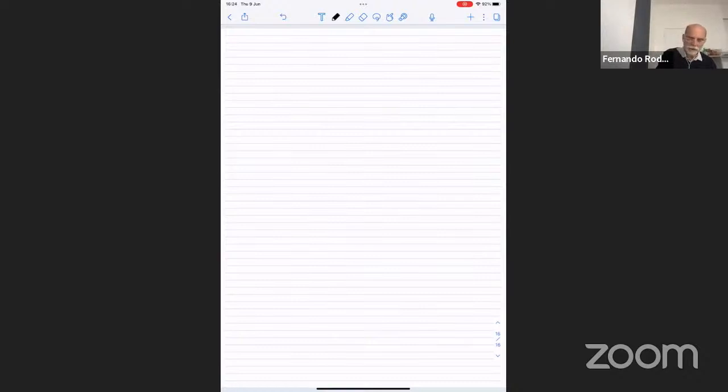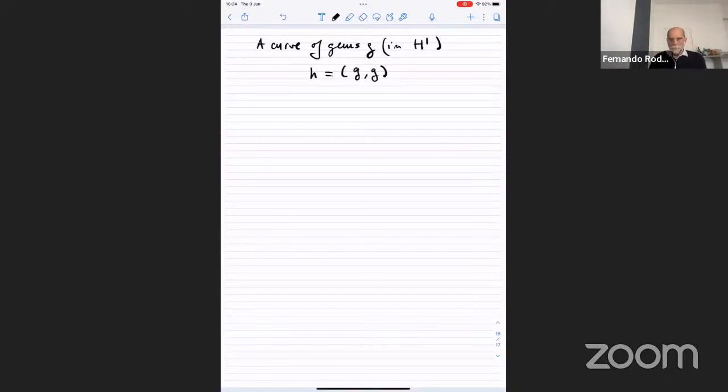A curve of genus G, for comparison, has Hodge numbers in the middle cohomology. Being dimension 1, there'll be H1, and the Hodge vector is simply G, G. So notice that the length of this vector is one more than the cohomology index.